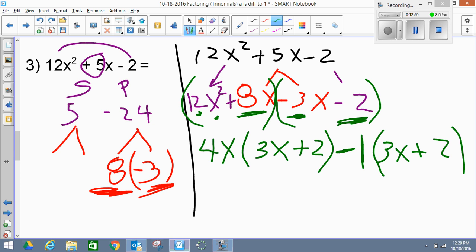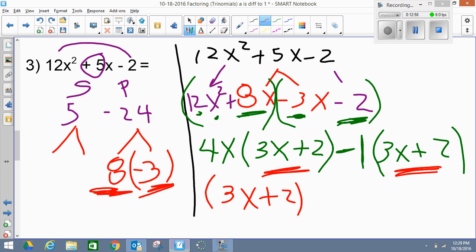How do I know if I'm doing it right? Look at the parentheses. They're the same. Therefore, they come into 1 over here. 3x plus 2 is a common factor. And whatever is outside comes to a second parenthesis for x minus 1. And that's your final answer.